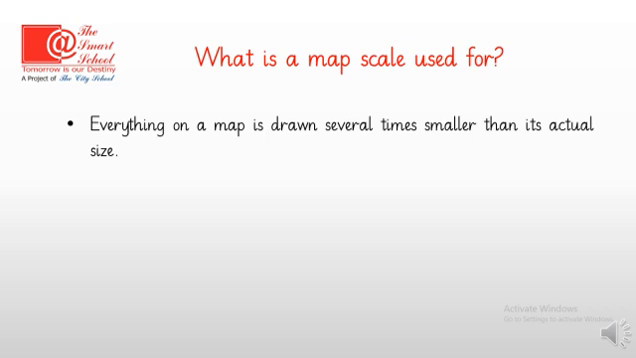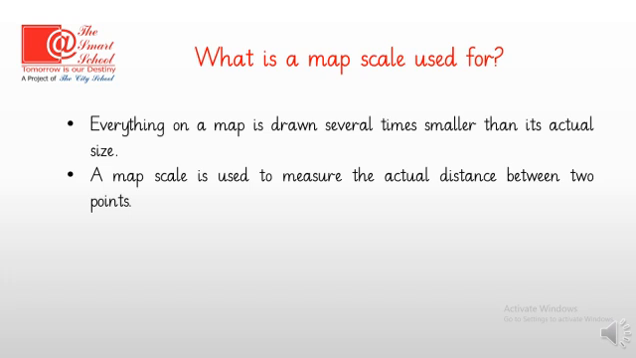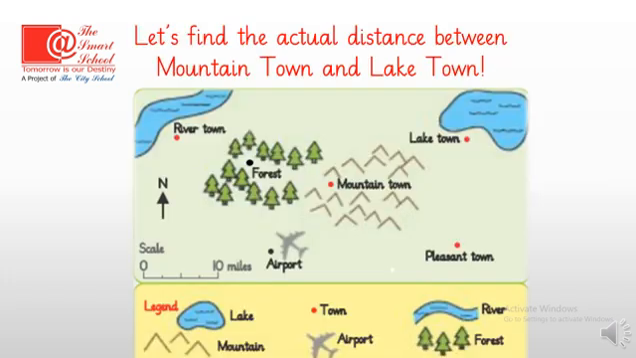Everything on a map is drawn several times smaller than its actual size. Why is it so? Because the earth is so big that we cannot make such big maps. So that is the reason we set a criteria to get an idea of the accurate distance of 2 points given on the map. A map scale is used to measure the actual distance between 2 points. Now when we do the practice, then you will come to know what it actually means.